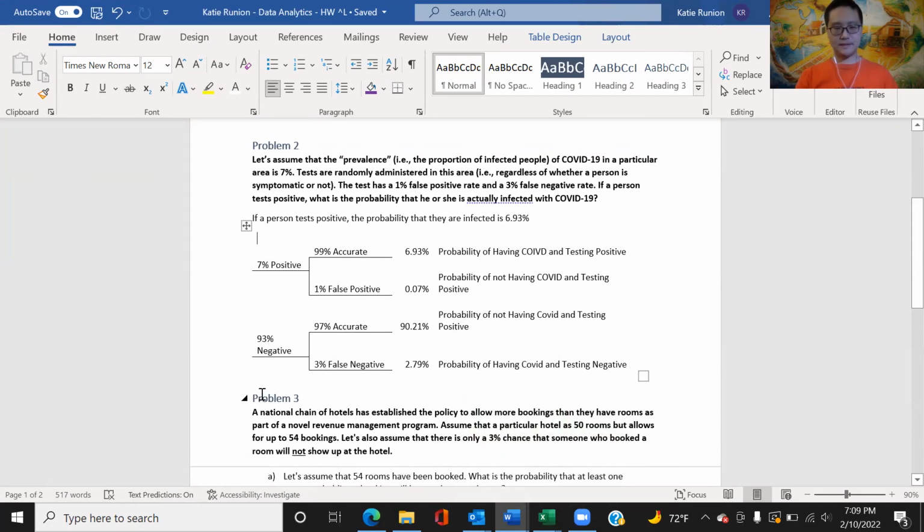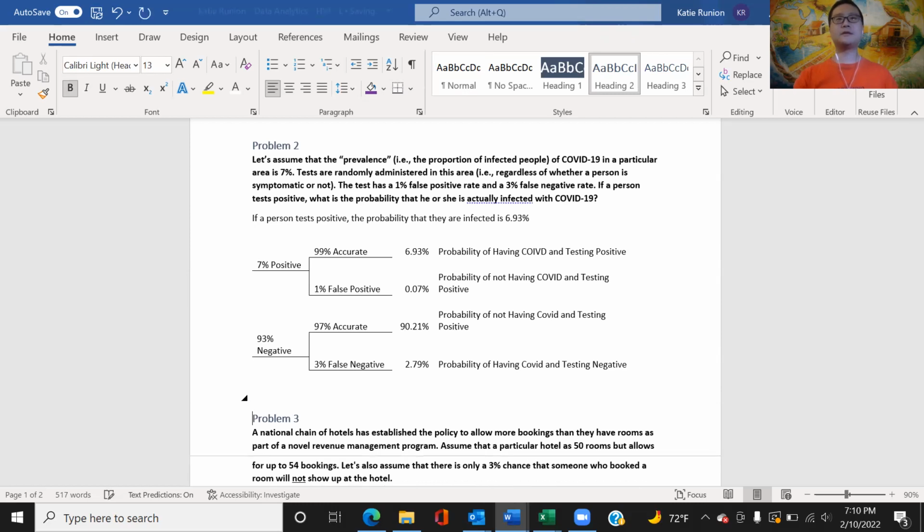You calculated for basically the cells of dividing the percentage into whether it's accurate or false positive, right? So this is a good starting point. We need to take advantage of what we have calculated here.